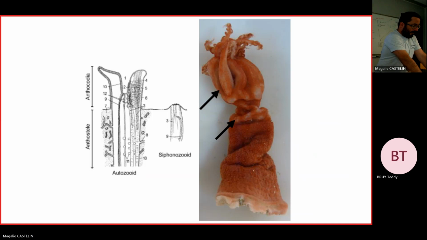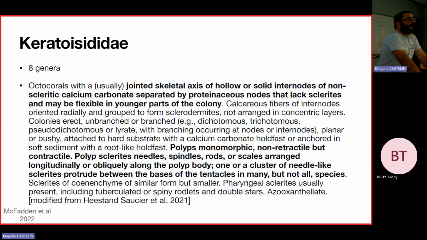Coralliidae. So this is a Keratoisididae. So these are the deep-sea bamboo corals. They have a jointed skeletal axis of hollow or solid internodes of non-sclerotic calcium carbonate. I remember reading that these internodes can be used as a prosthesis in dentistry because the calcium carbonate is very pure. The polyps are monomorphic, non-retractile, but contractile.